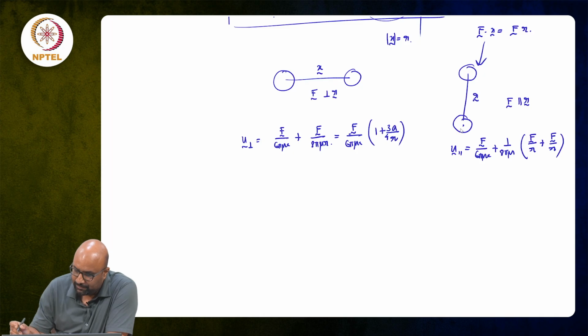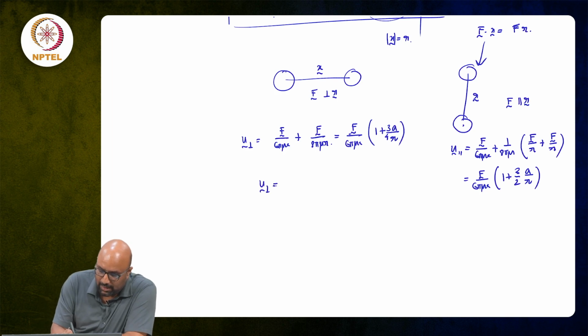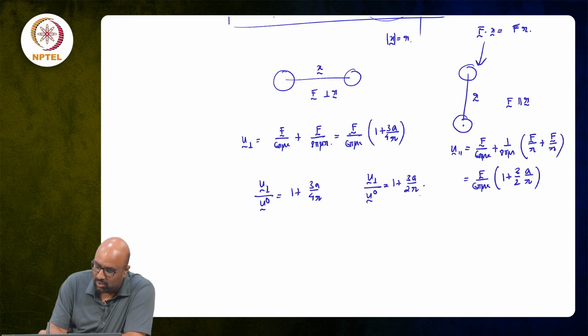Okay. So, well, this is F times R, not F vector. So then this becomes F by 6 pi mu A times 1 plus (3 by 2) A by R. So U perpendicular by U isolated is 1 plus 3A by 4R. U parallel by U isolated is 1 plus 3A by 2R.